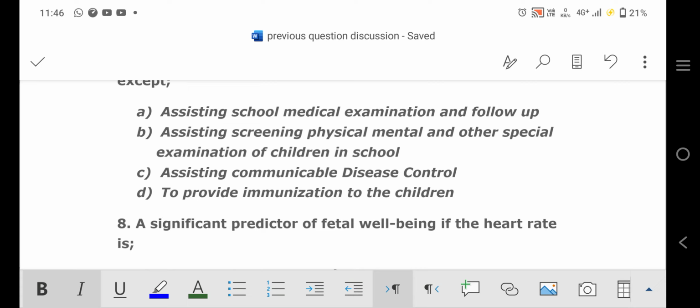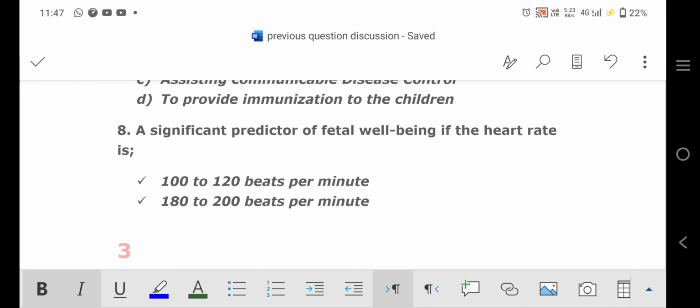Next question, a significant predictor of fetal well-being is if the heart rate is. They are asking the normal fetal heart rate. Options, A, 100 to 120 beats per minute. Option B, 180 to 200 beats per minute. Option C, 120 to 160 beats per minute. And option D, 160 to 200 beats per minute.